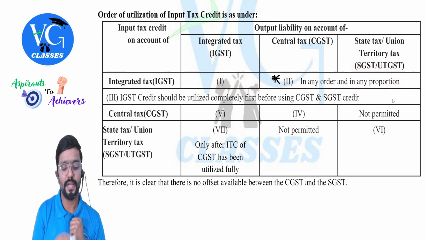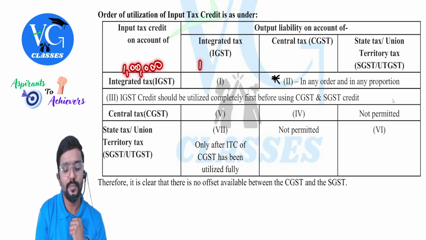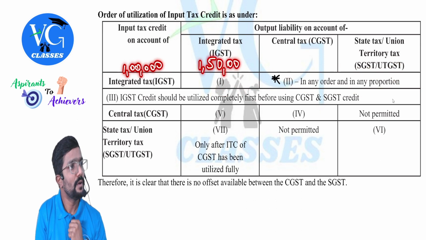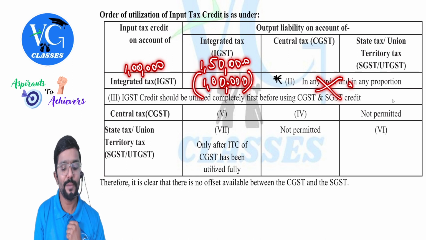Clear? Next, listen here. Sir, IGST credit is 1 lakh, but IGST liability is 1.5 lakh. Then adjust the full 1 lakh here. Here nothing will remain, whereas the remaining 50,000 we will see in the next steps.